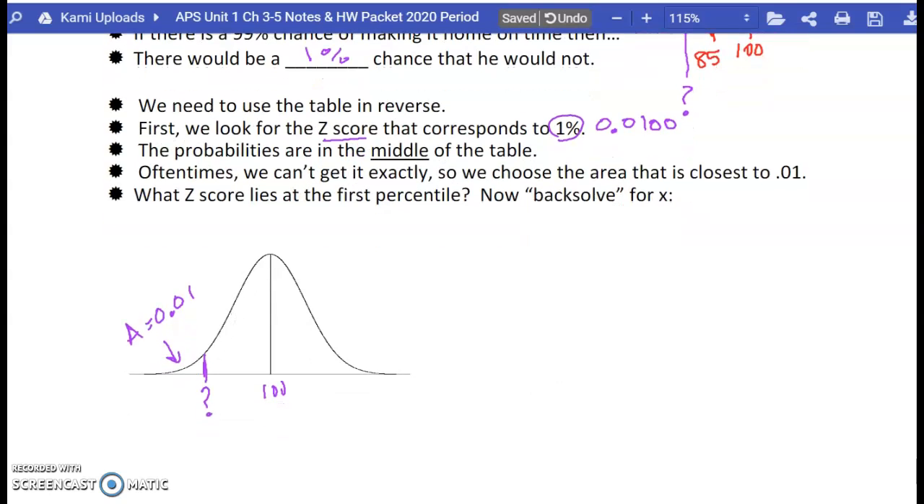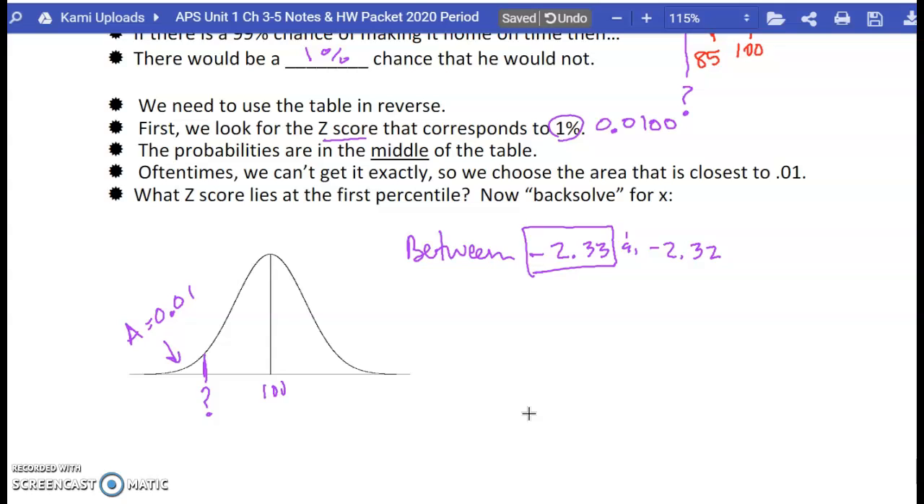So, looking at the table, it looks like there is a 0.0099 and a 0.0102. So 0.01 is in between those two. So it's between, let's see if we read these, negative z-scores of negative 2.33 and negative 2.32. Which one is it closer to? It's closer to this guy. That's only off by 1 10,000th. This one is off by 2 10,000ths. So this one's closer, and that's generally what we'll do. Just pick the closer one. So we'll use this z-score here.